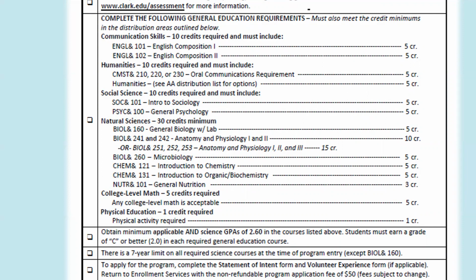The next largest chunk of coursework is the natural sciences. This consists of a cell biology, aka Bio 160, a complete anatomy and physiology sequence, a microbiology course, an intro to chem course, and an intro to organic and biochem, as well as general nutrition. To wrap it up, there is one 5-credit college level math course required, as well as 1 credit of PE.